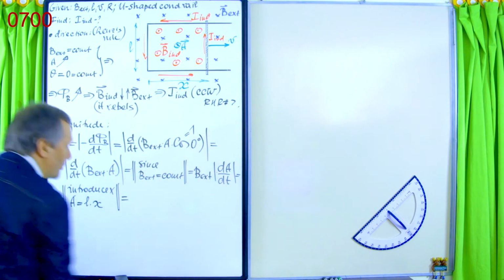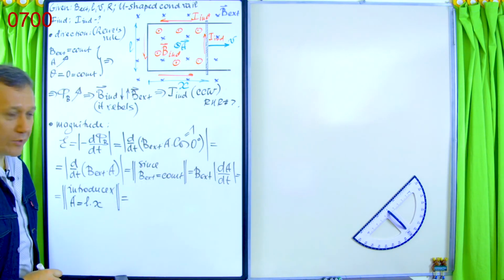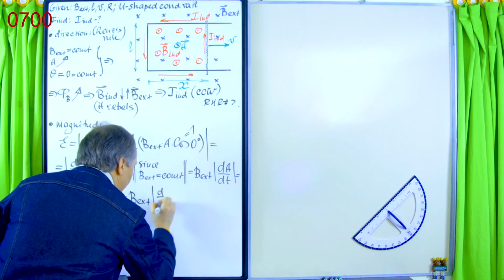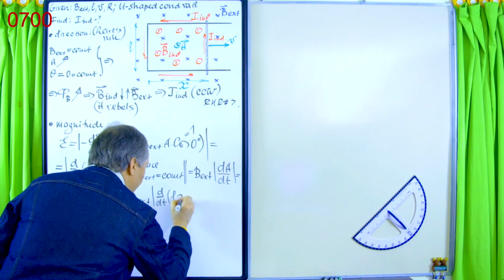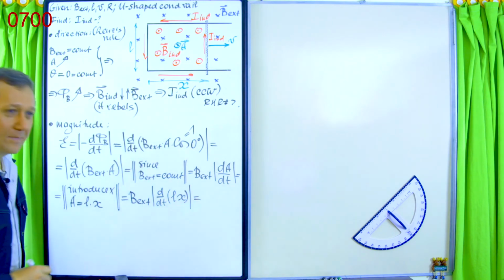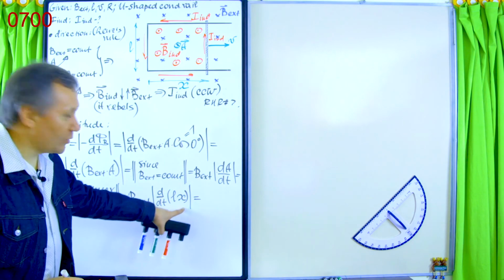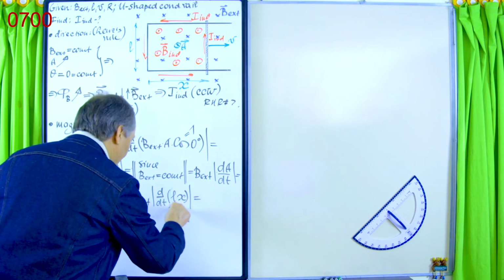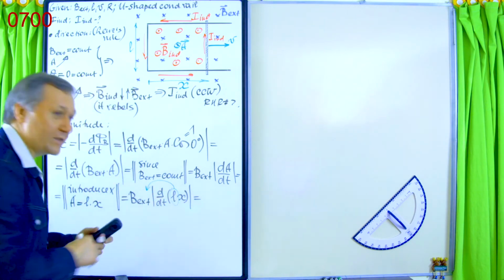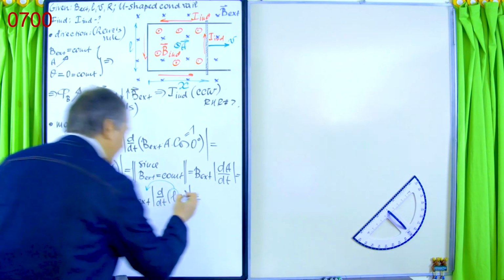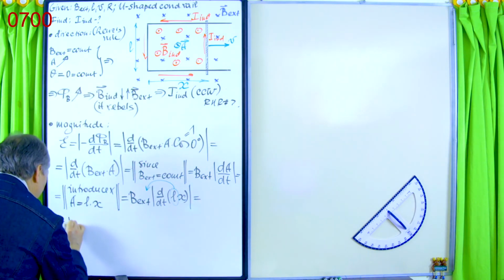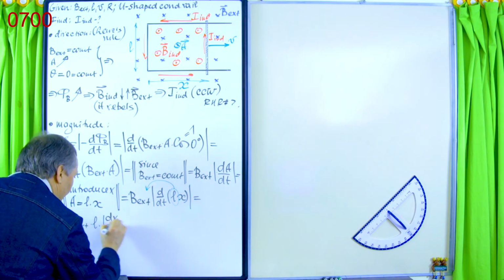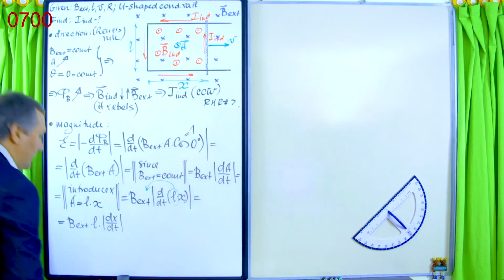Okay, that's my explanation box, and now I can go back to my expression. So B external times d over dt of L times x. Now, which parameter out of these two is constant? L is constant, right? So L can be extracted also from the sign of differentiation. Any constant can be extracted, right? So as a result, we'll get B external times L times the absolute value of dx over dt.